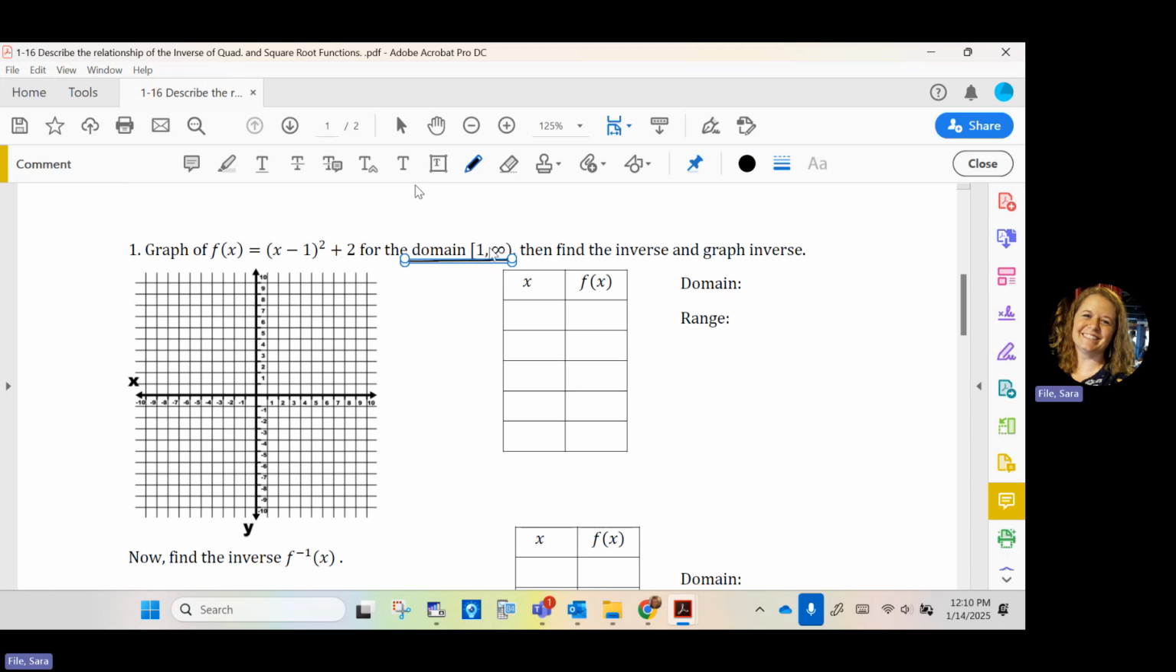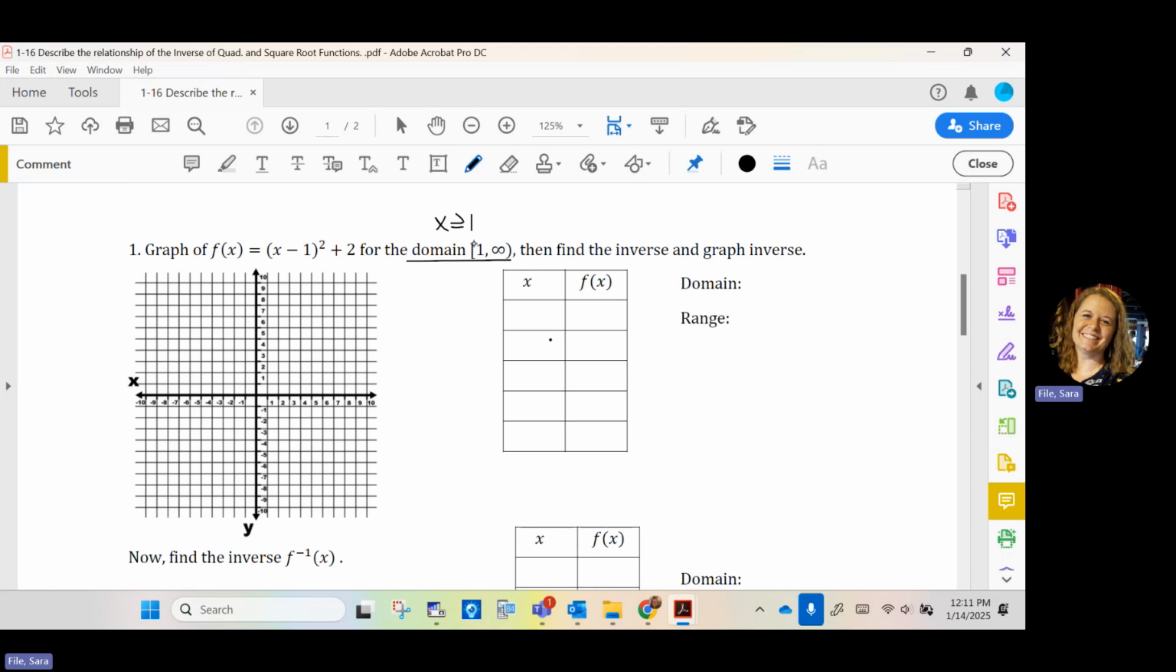But from 1 to infinity means everything greater than 1. And because that's a bracket, that means 1's included. So domain is x's. So this is saying x is everything greater than or equal to 1. So that's the first thing I'm going to do, I'm going to rewrite that as an inequality. Now we're going to find the inverse and graph the inverse. We're going to graph the original, find the inverse, graph the inverse.